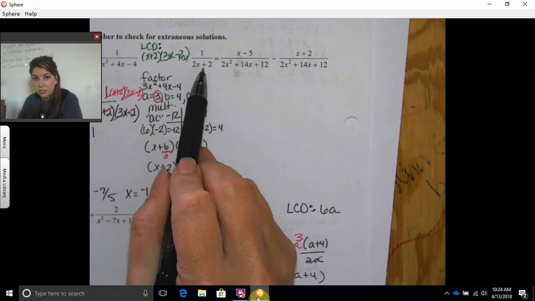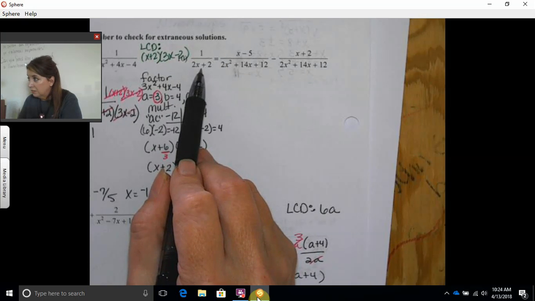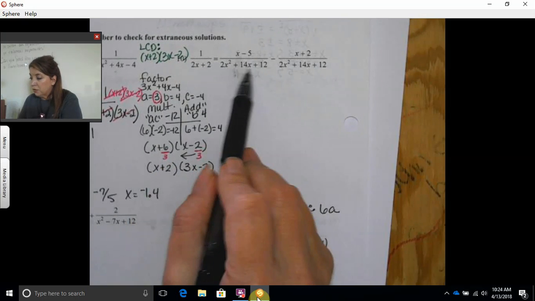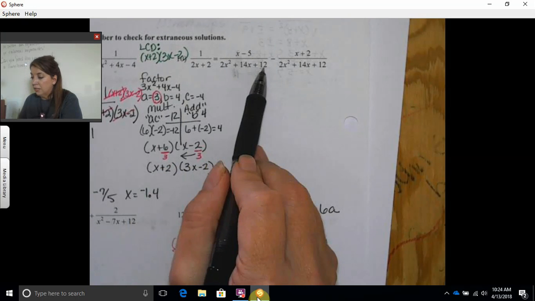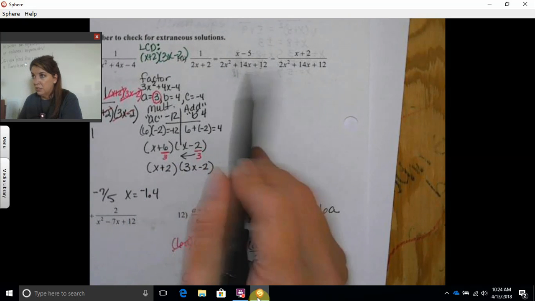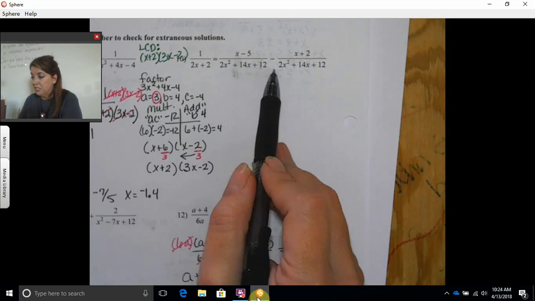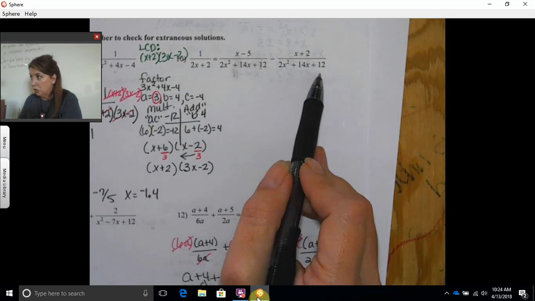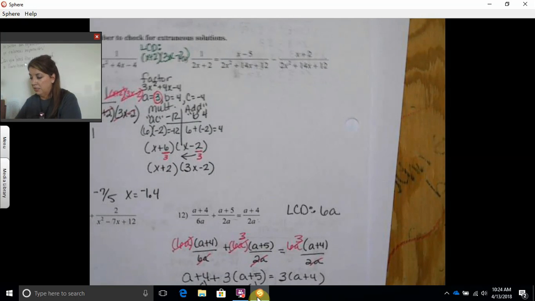Can you factor 2x plus 2? It's linear, but is there a GCF? Yeah. So you can factor that out, okay? 2x squared plus 14x plus 12. That's a quadratic and it's got a GCF. It's the same as this one, right? So you need to take out the GCF and you can probably factor it further and then figure out your LCD, multiply everything by the LCD.